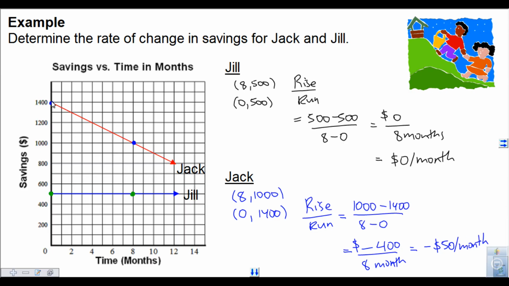So actually, he's not saving money, he's losing money. And we can actually see that on the graph if we inspect it carefully. He starts with $1,400 and he's actually losing money along as time goes. So he's not saving money, he's spending money. So his savings is actually decreasing. So when we have a graph going downwards like this, the rate of change is actually going to be negative.